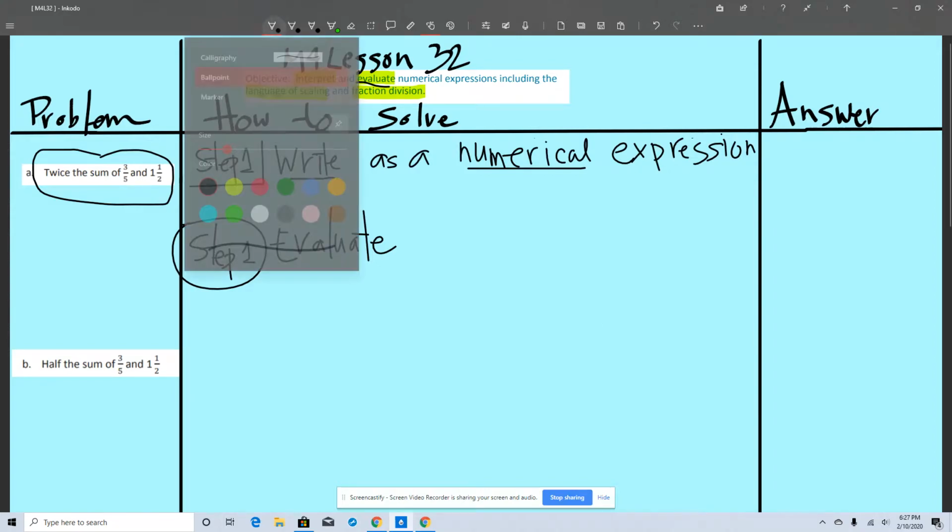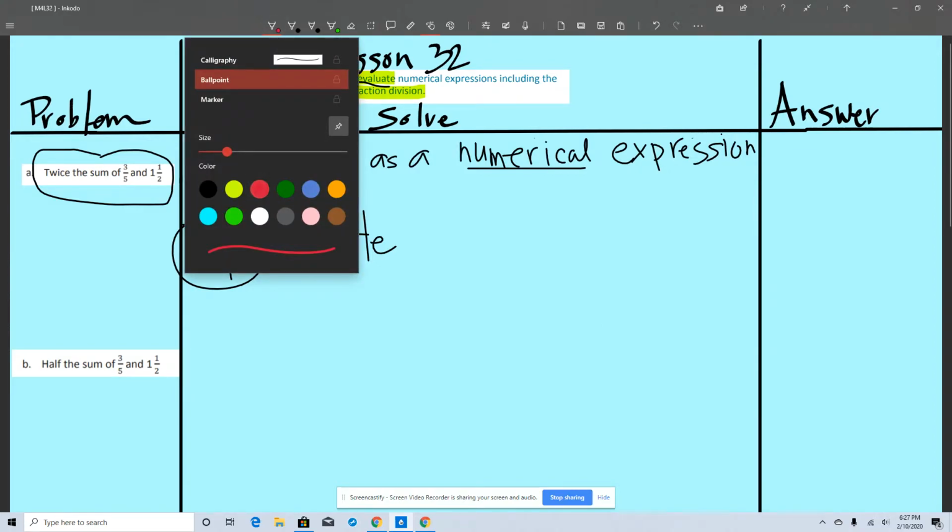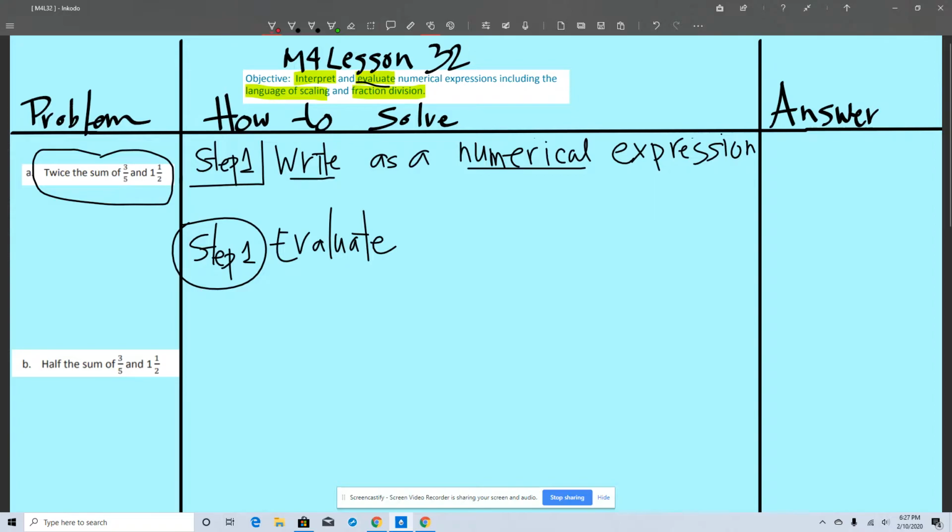So the first one says, let me select a red color here. So that's going to be ballpoint. Twice the sum of 3/5 and 1 and 1/2. Okay, let me write that expression. So it says that 2 times the sum of 3/5 plus 1 and 1/2. That's it. That's how you write it down.